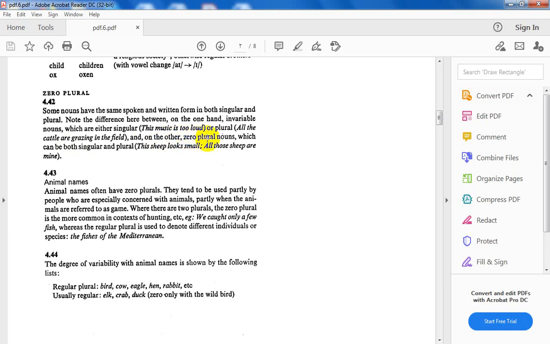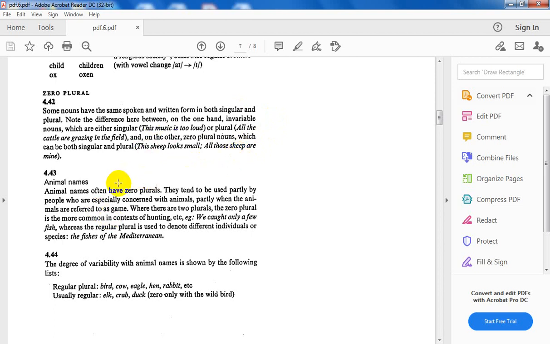But if I look at what are called zero plural nouns, which can be both singular and plural, you see? Like this sheep looks small. This sheep, one. So what? Looks, it is singular. All those sheep, see, sheep here, the same, are. This is plural, this is singular. It is the same. Once used singularly, the other in the plural one.